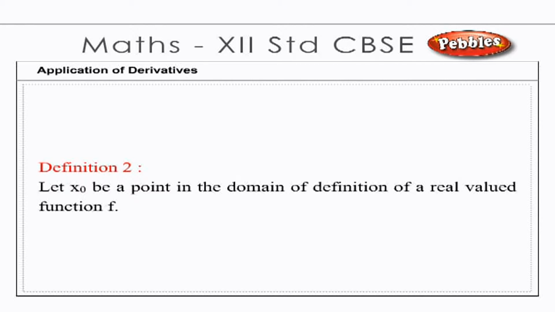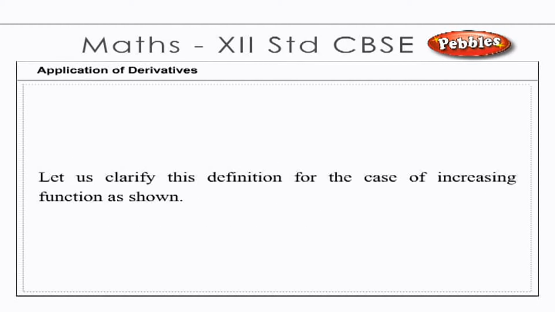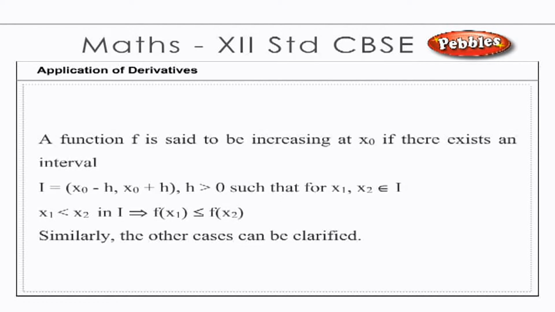Definition 2. Let x0 be a point in the domain of definition of a real valued function f. Then f is said to be increasing, strictly increasing, decreasing or strictly decreasing at x0 if there exists an open interval I containing x0 such that f is increasing, strictly increasing, decreasing or strictly decreasing respectively in I. Let us clarify this definition for the case of increasing function as shown.